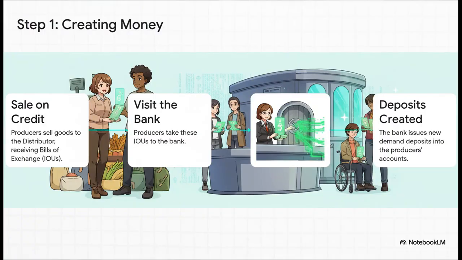Okay, so here's how it kicks off. Our producers, Alpha and Beta, sell their goods to the distributor on credit. In return, they get IOUs, also known as bills of exchange. Now, these IOUs aren't super useful on their own, but the bank trusts the distributor. So the producers take these bills to the bank, which basically buys the IOUs from them. In exchange, the bank credits their accounts with brand new, widely accepted demand deposits. And just like that, money has been created.